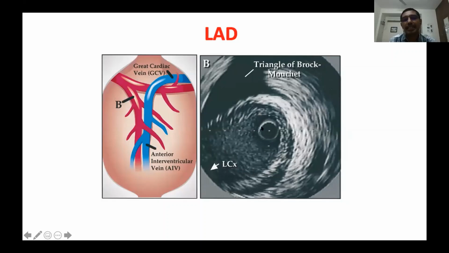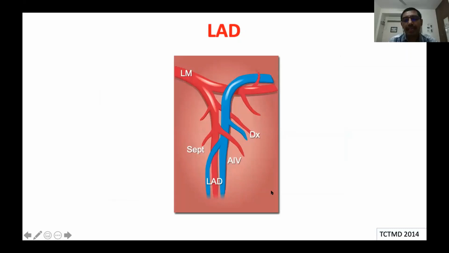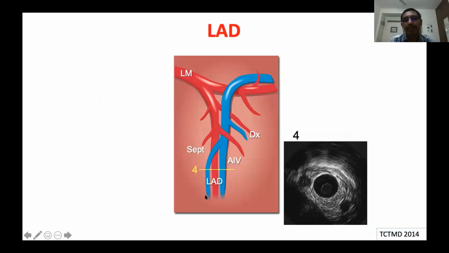Here you can just see the LCX and LAD, and this is the pericardial space. This is called the triangle of Brucke-Moebius, and this is a constant landmark at the ostium of the LAD. And what happens to the mid and distal part of the LAD? The distal part of the LAD is usually accompanied by two venous structures. So here you can see that it produces an owl eye appearance.